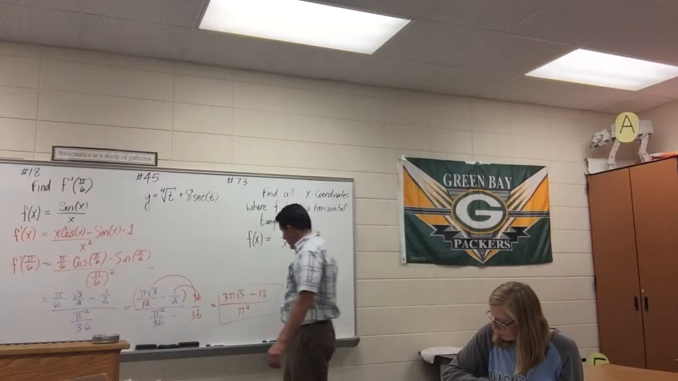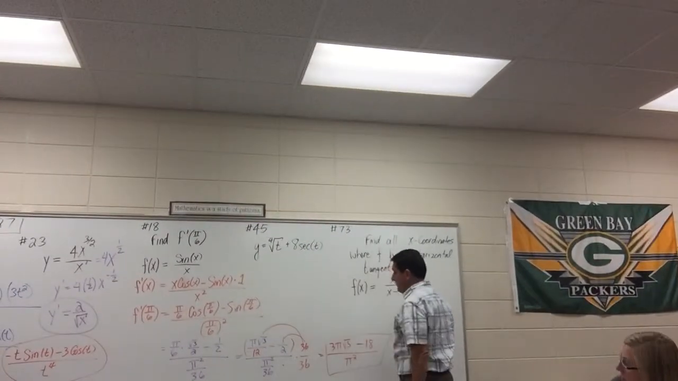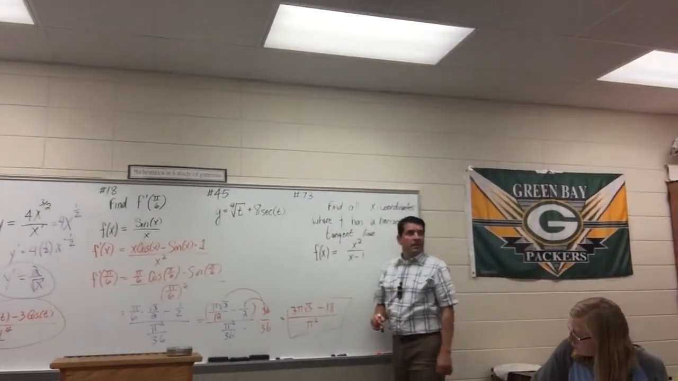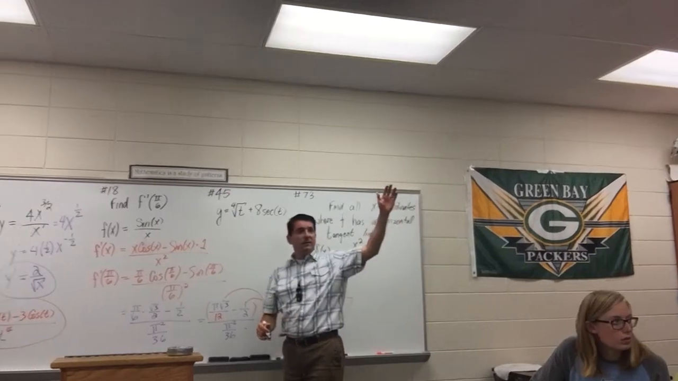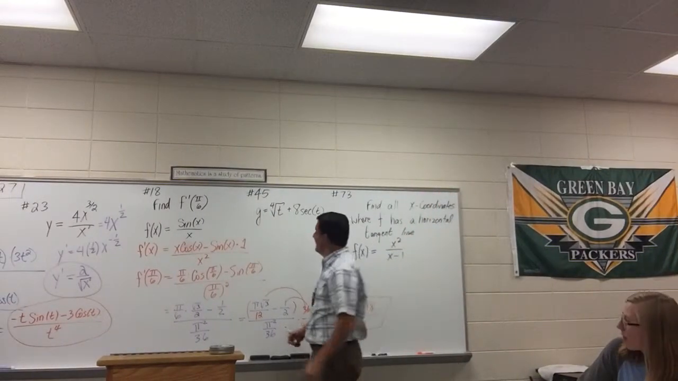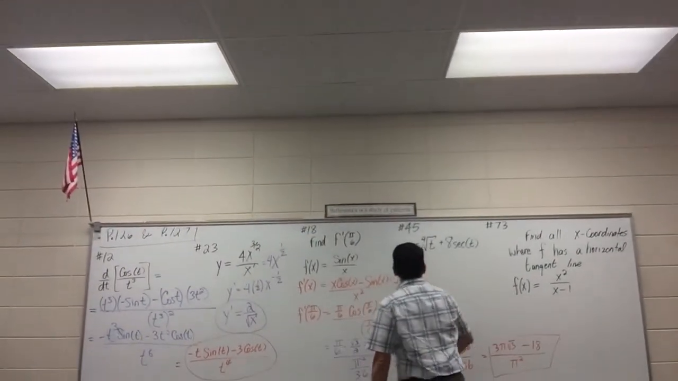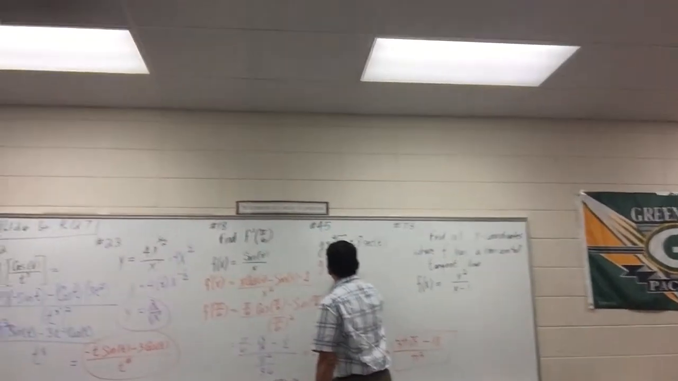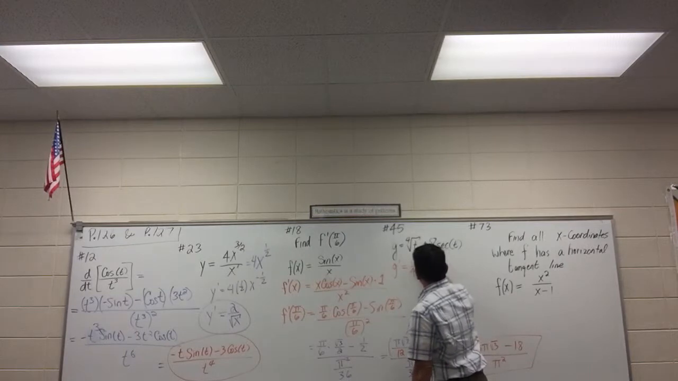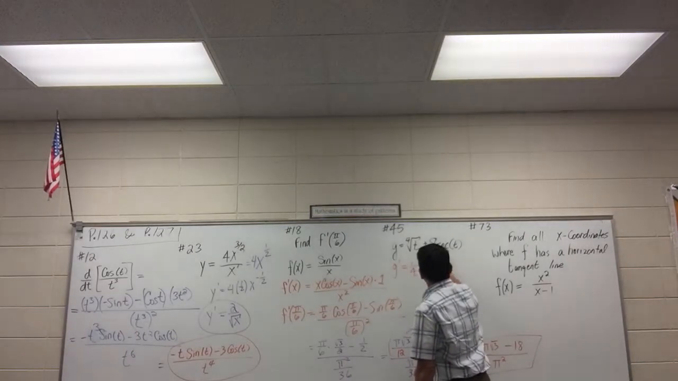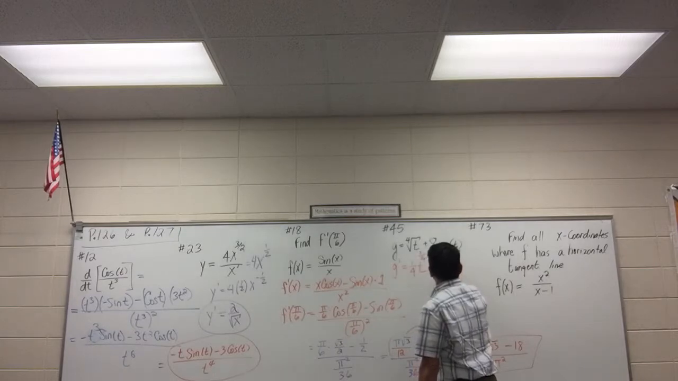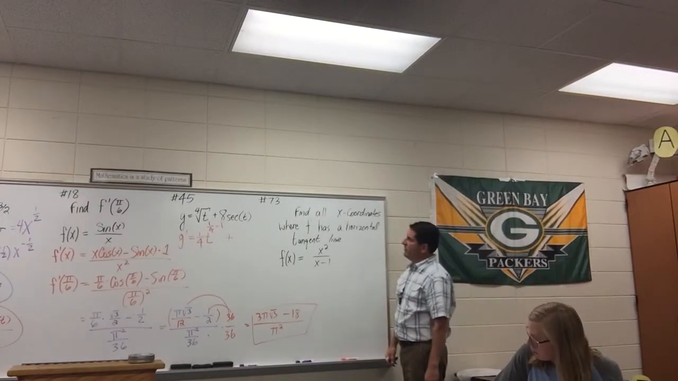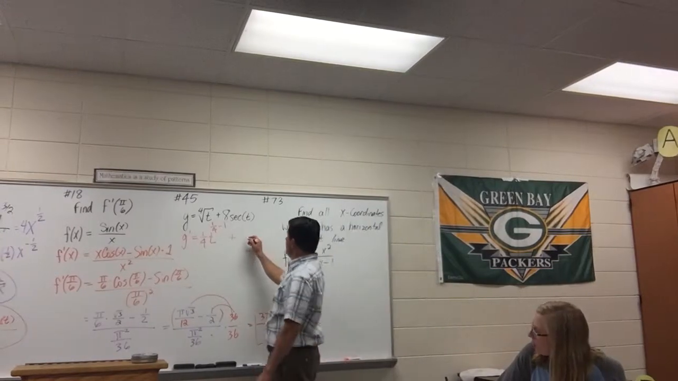Okay. All right, number 45, find me the derivative of this. So this is t to the 1/4. So it's 1/4 t to the 1/4 minus 1, I don't like to make mistakes on this, so sometimes it gets a little goofy with those fractional exponents. So it's 1/4 minus 1 plus 8.